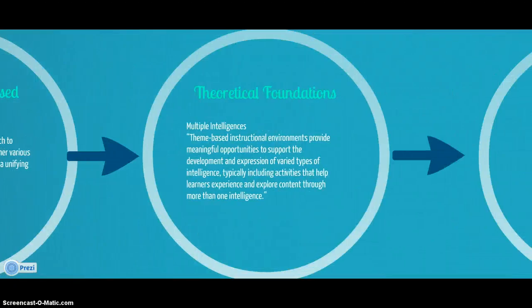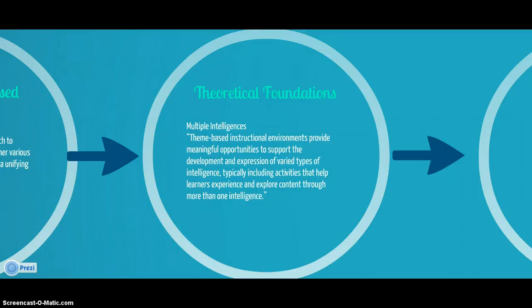The theoretical foundations of all of these are in the idea of multiple intelligences, which is that theme-based instruction environments provide meaningful opportunities to support the development and expression of varied types of intelligence, typically including activities that help learners experience and explore content through more than one intelligence. So multiple intelligence isn't something we've talked about yet, but essentially it's saying that the traditional ways that IQ tests measure intelligence may be limited in their capacity, and that there are more ways that we can measure intelligence.